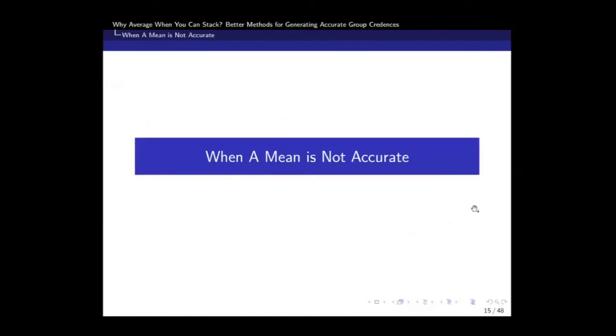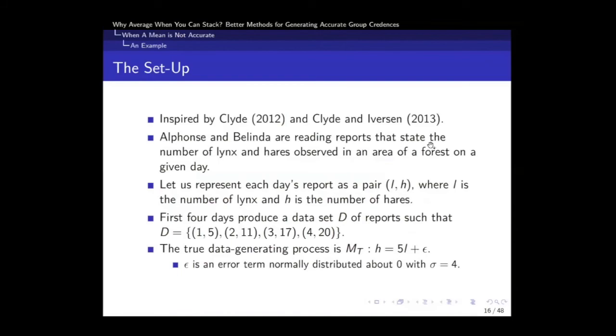Okay. So what are some cases where a mean is not accurate? I should say these cases are inspired by some work in the statistics literature by Merlise Clyde and Edwin Iversen. Let's suppose now that Alphonse and Belinda are reading reports that say the number of lynx and hares observed in an area of forest on a given day. It's just a very simple toy model. Each day's report is going to be a pair (L, H), where L is the number of lynx and H is the number of hares. The first 4 days produce a data set of reports, such that on the first day we have 1 lynx and 5 hares, on the second day 2 lynx and 11 hares, on the third day 3 lynx and 17 hares, and on the fourth day 4 lynx and 20 hares.